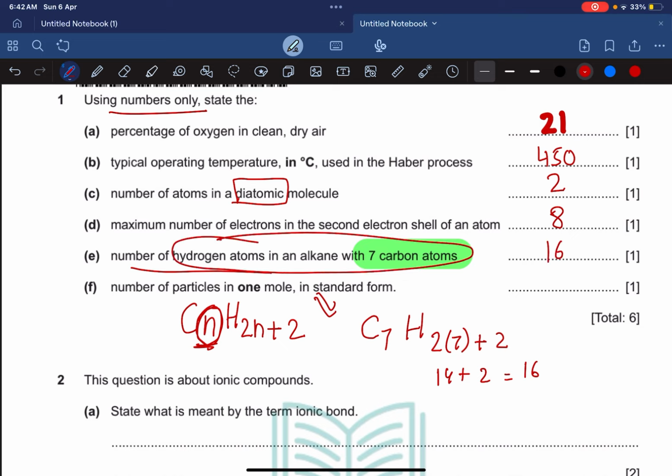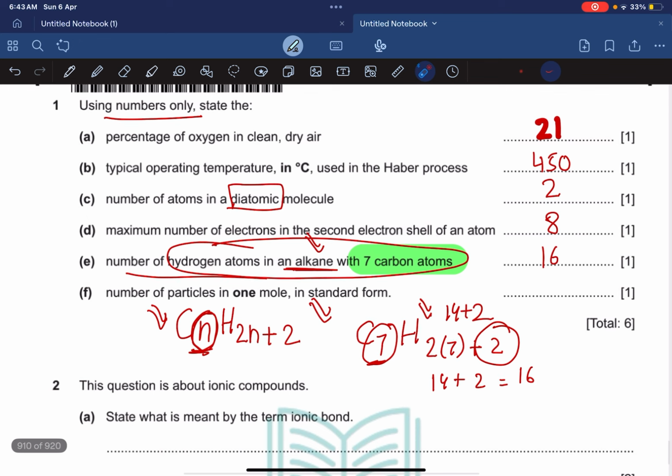If you are good at mental maths, you should know that hydrogen is basically double your carbon, and then you add 2. First you double your carbon: carbon is 7, you double it, that's 14, and then you add 2 to it. That's simple mental maths for an alkane. For alkenes you're going to have a different general formula, so it's very important that you read what's written in the question.